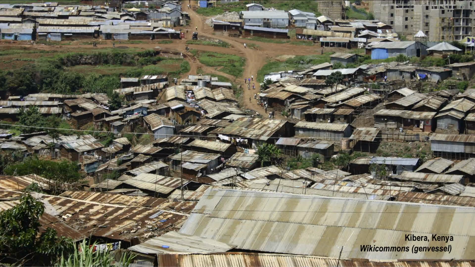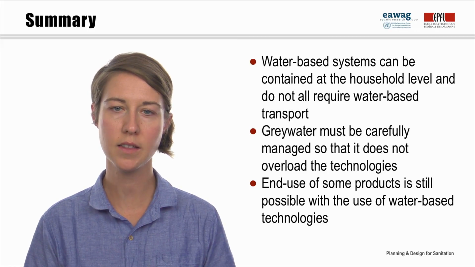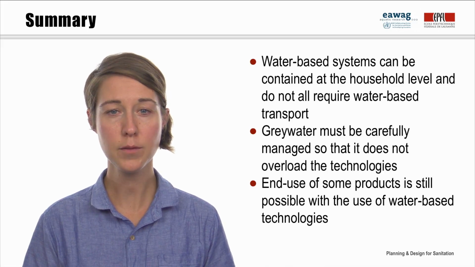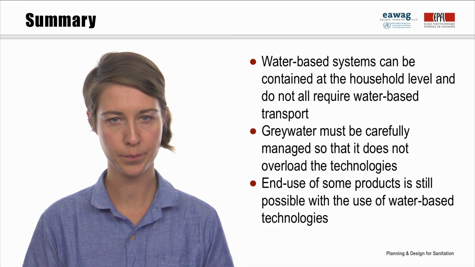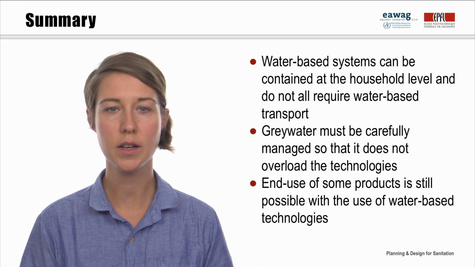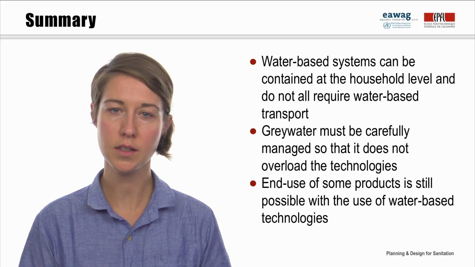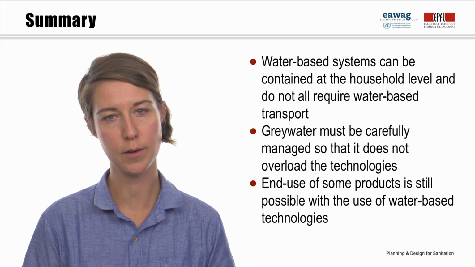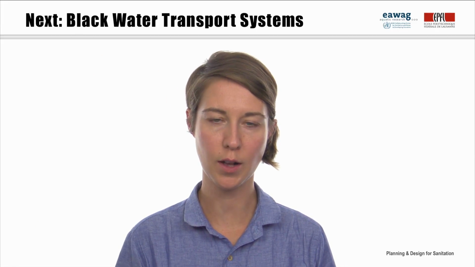would function properly. In summary, then, water-based systems can be contained at the household level and do not all require water-based transport. Infiltration is the key mechanism that removes the need for off-site transport. For this reason, however, gray water must be carefully managed so that it does not overload the technologies. And end use of some products is still possible with the use of water-based technologies, but as before, requires careful planning. In the next module, I will present the final section on system templates.